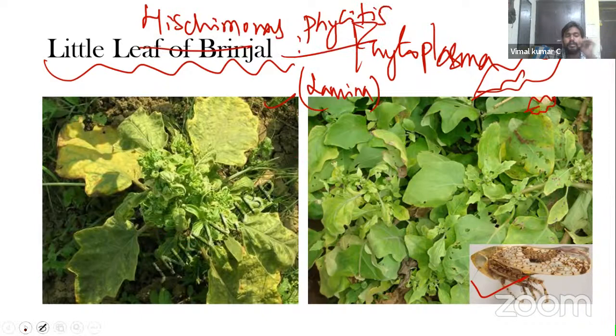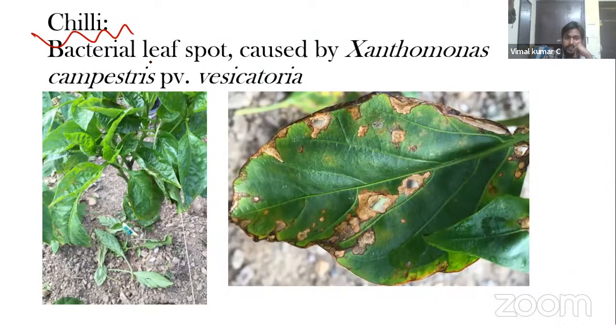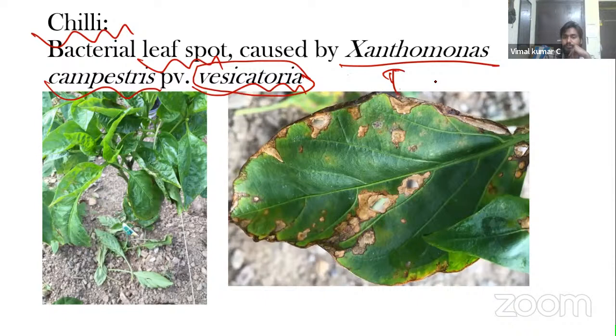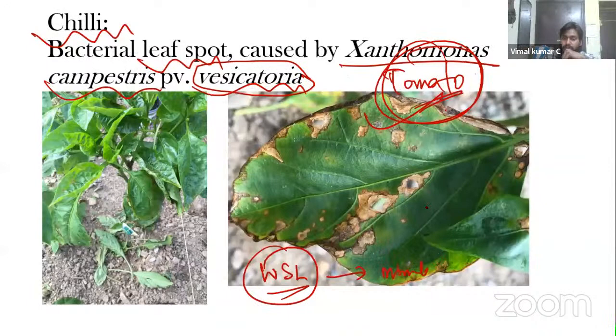Then coming to the next crop, chili. The bacterial leaf spot is caused by Xanthomonas campestris pv. vesicatoria, the same pathogen which was causing disease on tomato. So that is the organism. To identify it, the same water soaked lesions will be there initially, starting as minute spots. Later the minute spots will become grayish centers with a yellow halo, and it will start collapsing when the infection is severe. This is how you can identify it.